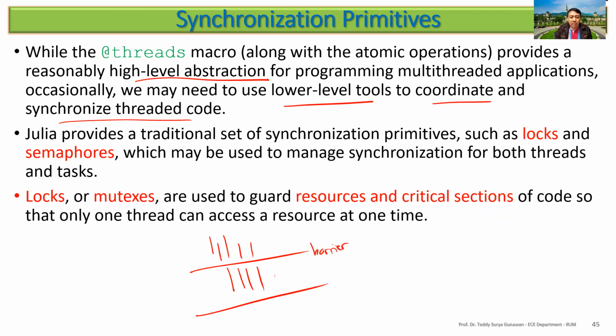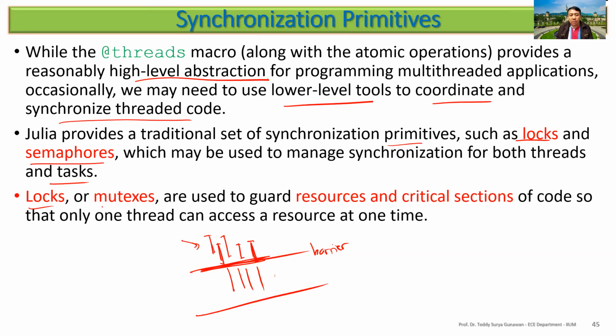We want to ensure that although the sub threads run at the same time, they may behave differently. Some core may be used by the operating system, for example, and will be slower. So you need to synchronize all the threads so that it produces the correct result. Julia provides a terminal set of synchronization primitives such as locks and semaphores, which may be used to manage synchronization for both threads and tasks.